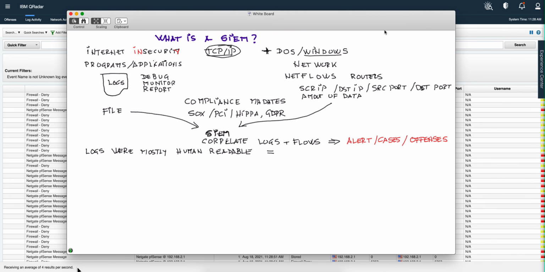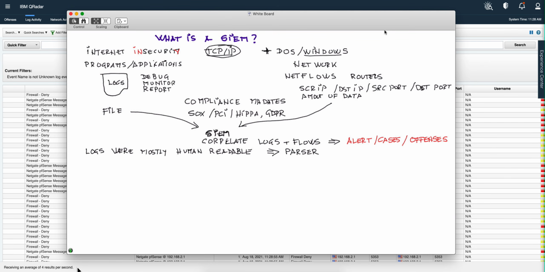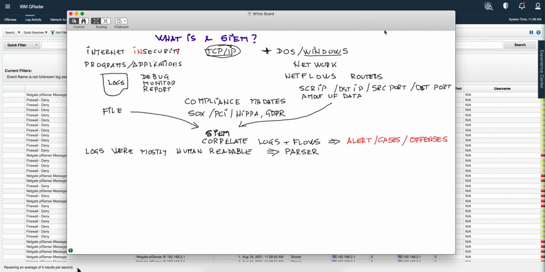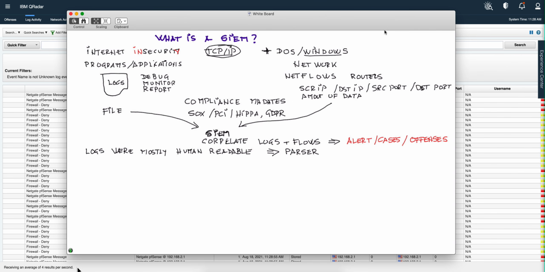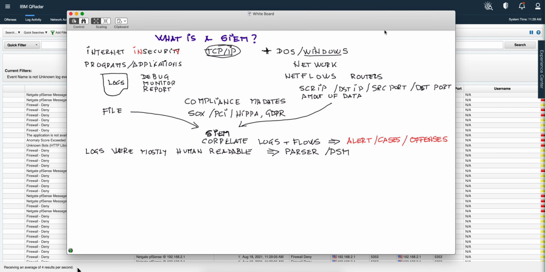And that created the need of what is called a parser. A parser is something that will mimic a human taking the information coming on a log and understanding its different parts. In QRadar, we call those parsers DSM, Device Support Module.